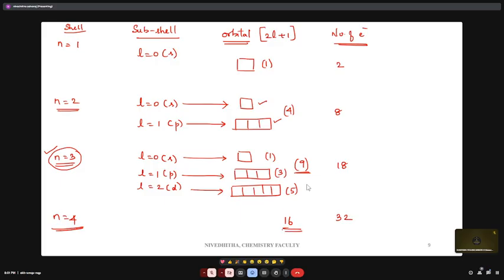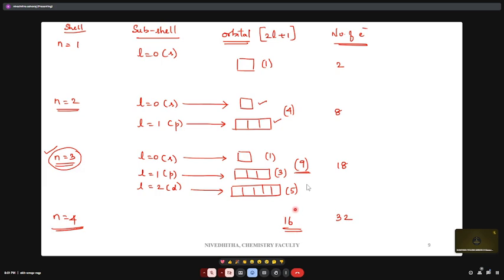How did I come up with this number 16? It is very easy. See the pattern here. n is equal to 1, number of orbitals is 1. n is equal to 2, number of orbitals is 4. n is equal to 3, number of orbitals is 9. How did this 9 come? 3 square is 9. 2 square is 4 and 1 square is 1. Similarly, 4 square is 16. So the number of orbitals in a given shell is n square.